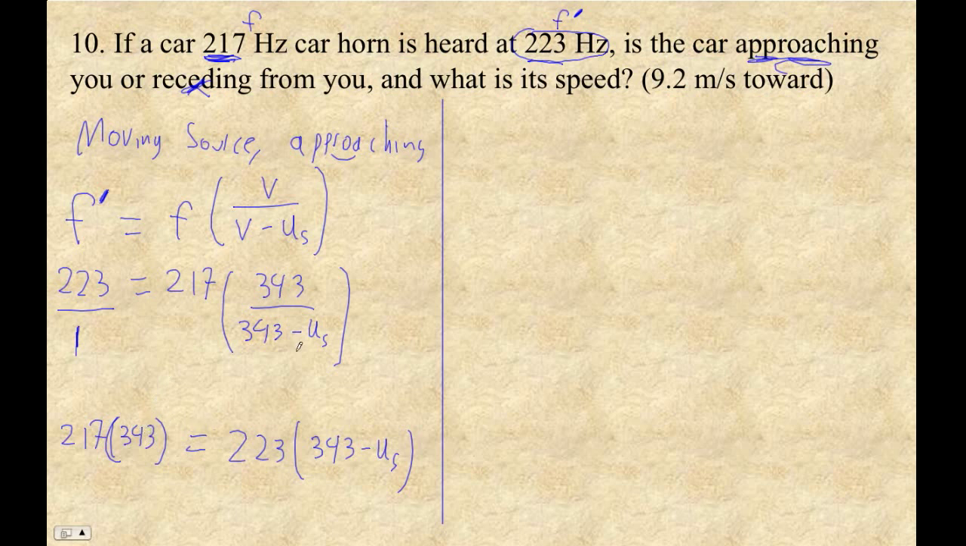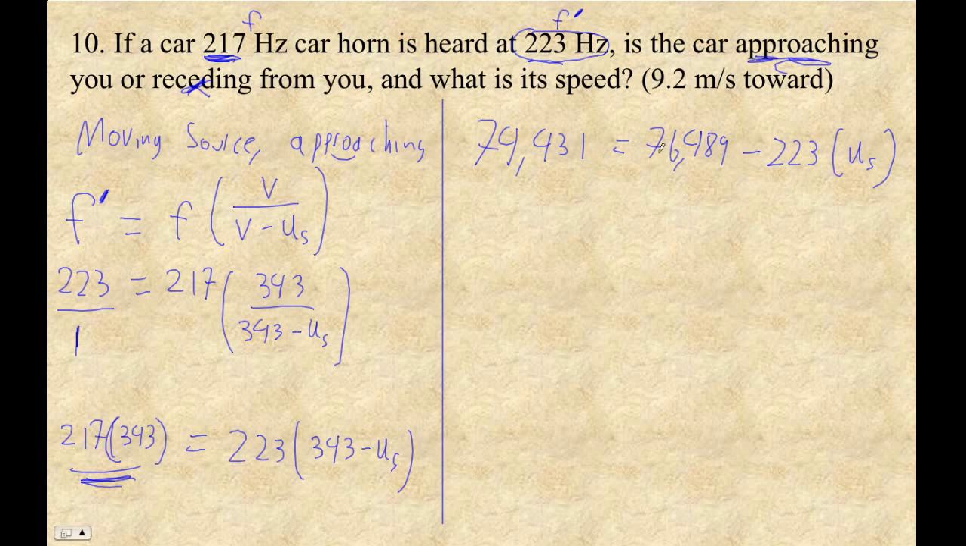is 74,431. So I just did this. I multiplied these guys together. And then 223 times 343 is 76,489. So that's this times this, right? And then this times this is just simply 223 times u, the velocity of the source, right?